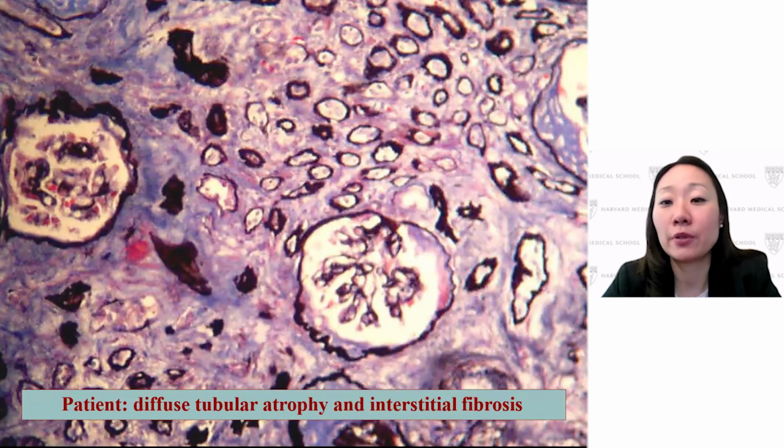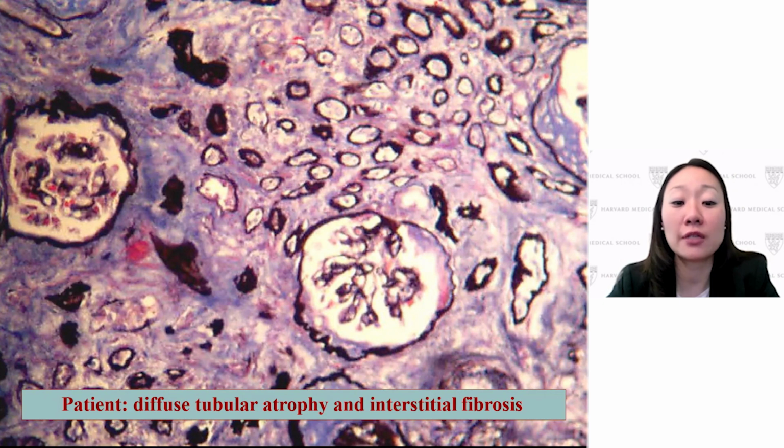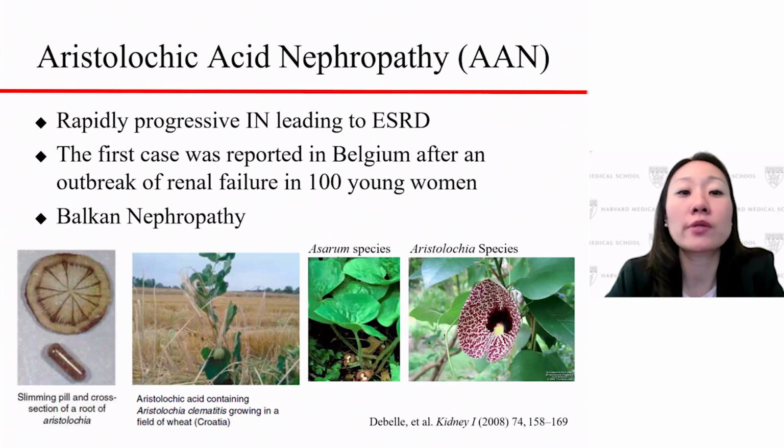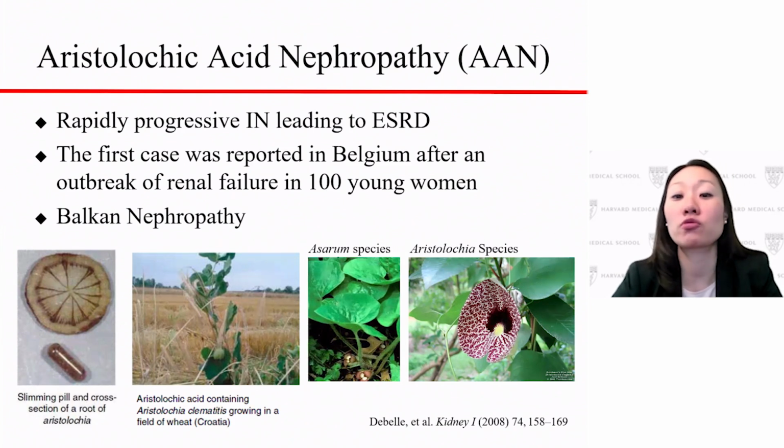So here's an example of the pathology that can be seen in patients with aristolochic acid nephropathy. We can see diffuse tubular atrophy and interstitial fibrosis. So just a note about aristolochic acid nephropathy. It is a rapidly progressive interstitial nephritis that can lead to end-stage kidney disease. The first case was reported in Belgium after an outbreak of renal failure in approximately 100 young women. And another name for this type of nephropathy is Balkan nephropathy.